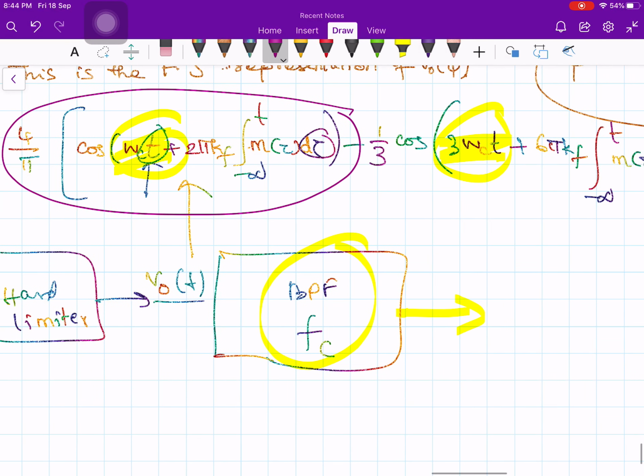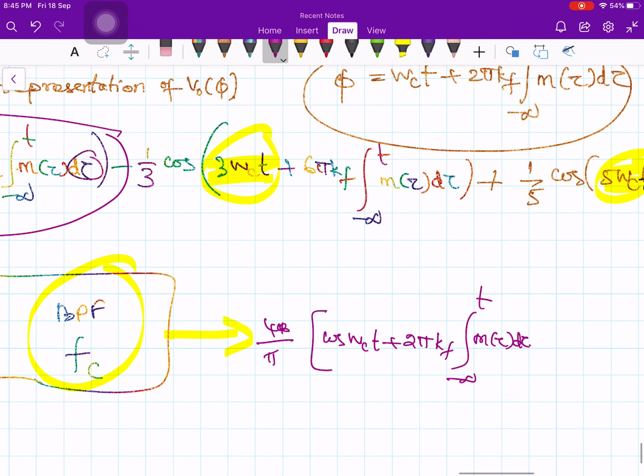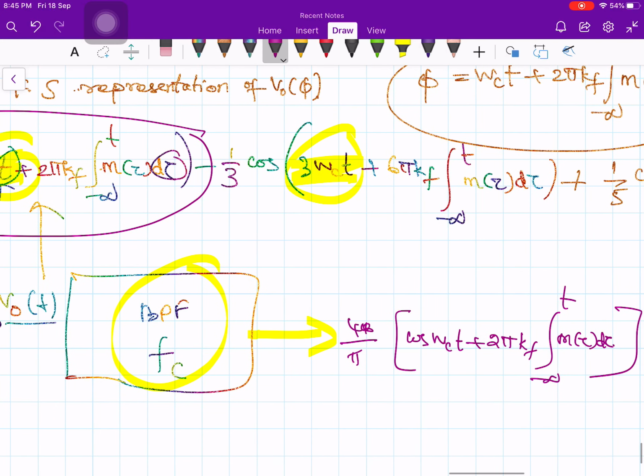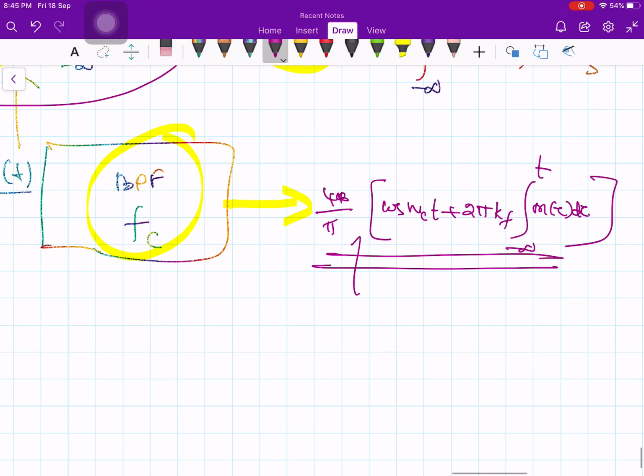That component is 4 by pi times cos of omega ct plus 2 pi kf integral from minus infinity to t of m of tau d tau. That's the whole idea of this exercise. So the combination of your limiter and the band pass filter removes any amplitude variations, and it gives only a constant amplitude frequency modulated signal. That means a pure frequency modulated signal. So this is the output after the band pass filter.